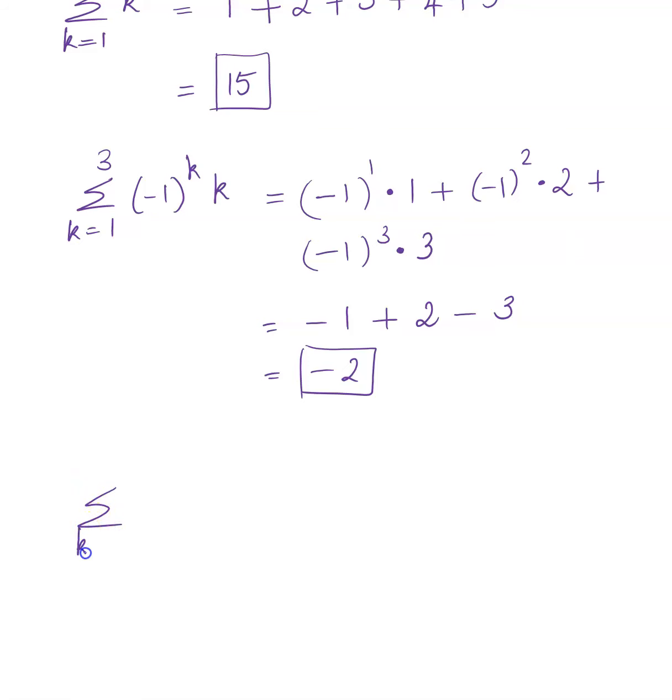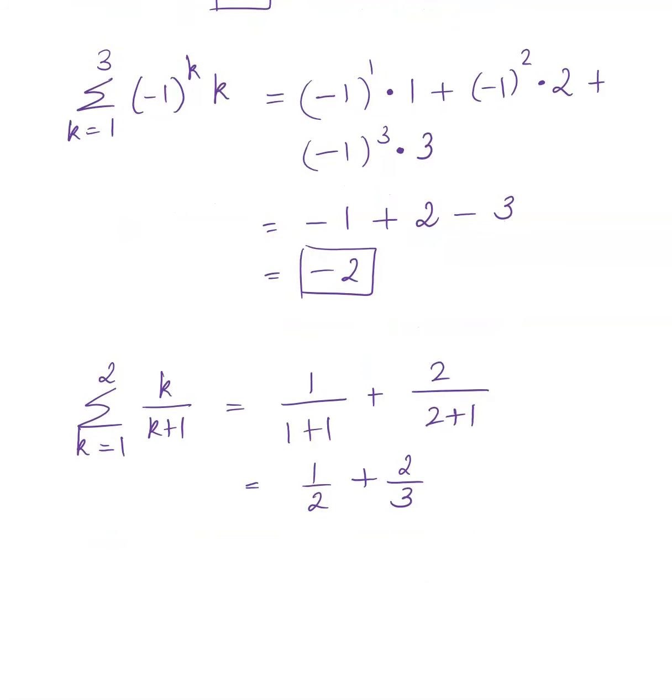How about the next one here? k 1 to 2, k over k plus 1. And it doesn't have to be k, you know? I could use i and then use my index as i equals 1 to 2. You can use any letter. k, i are the more common ones that we use. So k is 1, so 1 over 1 plus 1, plus when k is 2, 2 over 2 plus 1. 1 over 2 plus 2 over 3. That gives us 7 over 6.